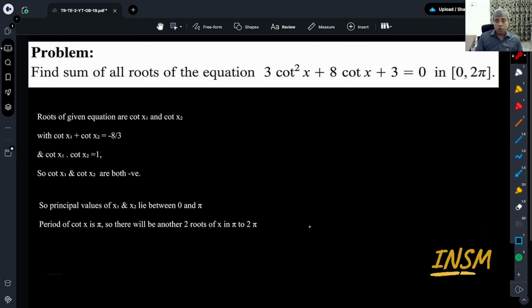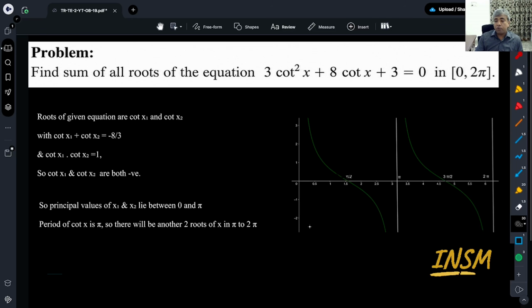So the roots of this are cot x1 and cot x2, both negative. The principal values of x1 and x2, corresponding to cot x1 there will be a value x1, corresponding to cot x2 there will be x2, and they will lie between 0 and pi. But since cot x is a periodic function with period pi, there will be other roots between pi to 2 pi, and overall we have to find the solution between 0 to 2 pi.